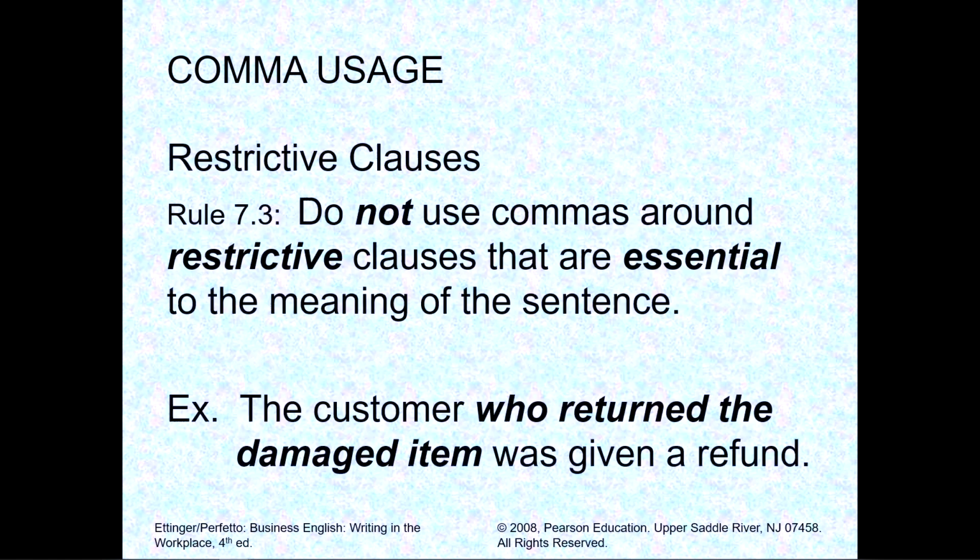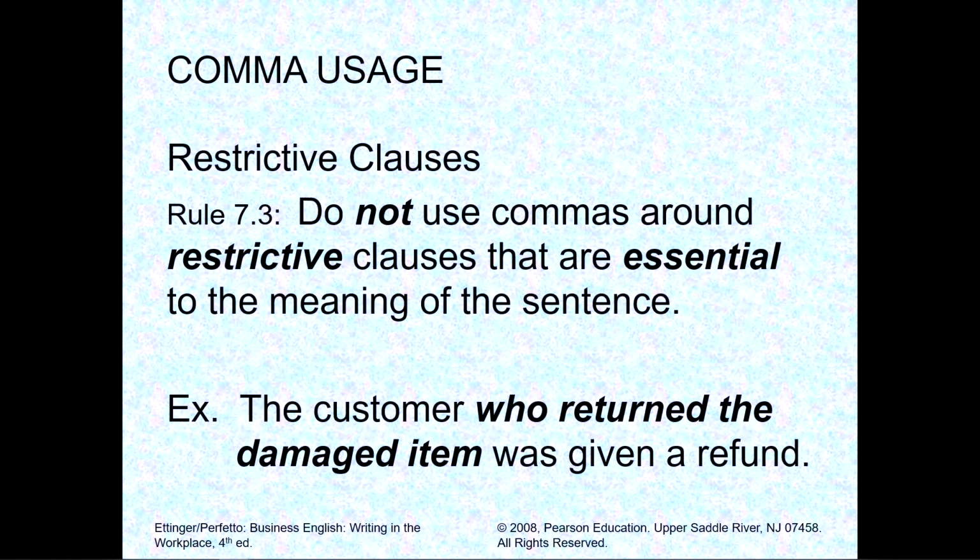Now, restrictive clauses. Do not use commas around restrictive clauses that are essential to the meaning of the sentence. Now, vice versa. Restrictive are essential to the meaning of the sentence. You do not use commas. This rule is as important as the previous one. An example: the customer who returned a damaged item was given a refund. What you see there in bold is a restrictive clause.